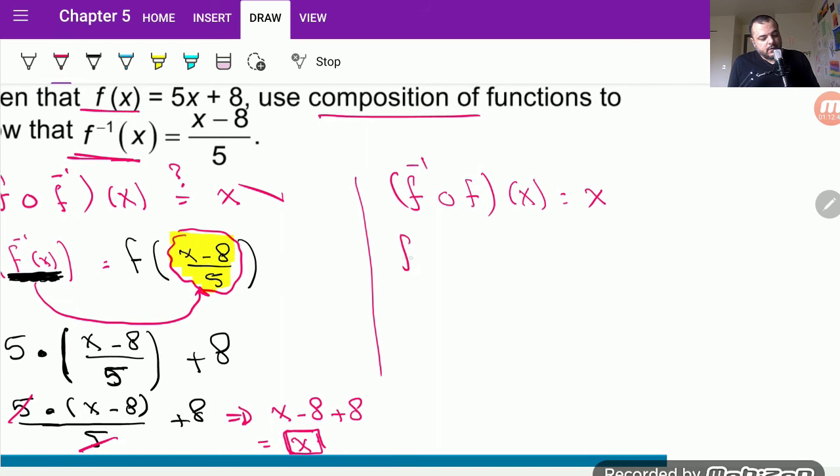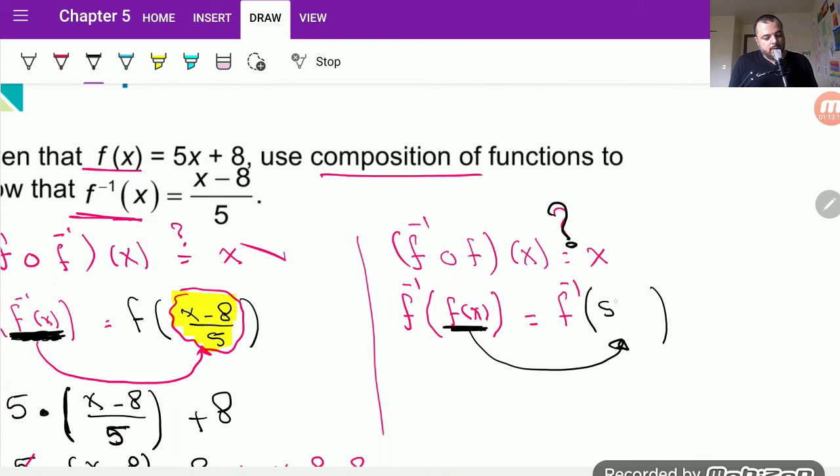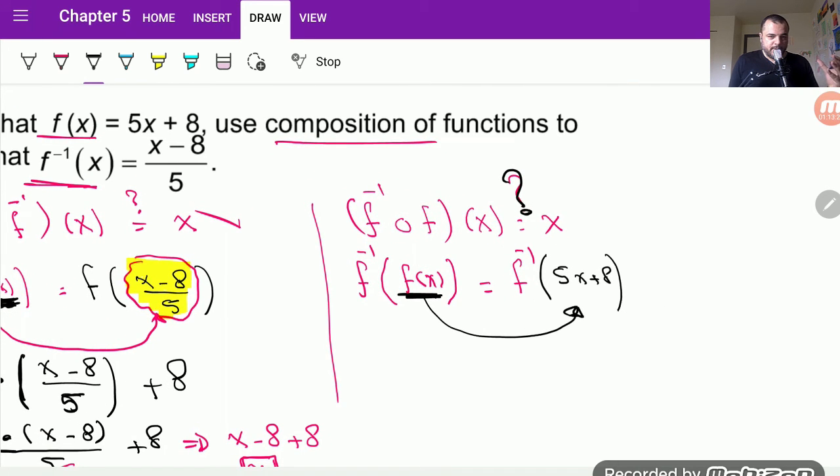So f inverse composed with f of x. My domain for the inverse is going to be f of x. Now we check this. Is it correct or no? We check this guy. So f inverse. Now I'm going to plug the f of x formula in the domain of the f inverse. So I'm going to take this off and put 5x plus 8. Now, what is the domain of the inverse? The domain of the inverse is 5x plus 8.